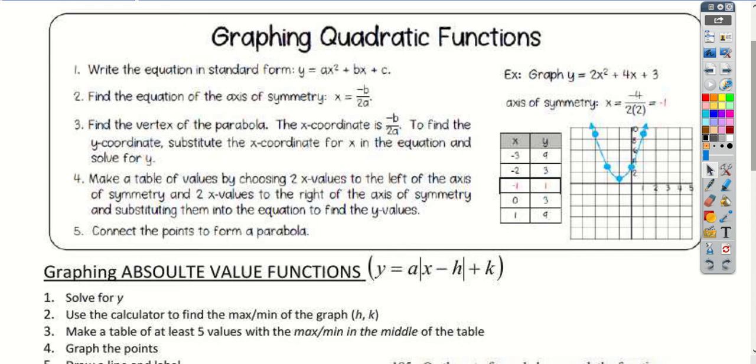All right, so we're taking a look today at graphing quadratic functions and graphing absolute value functions. For quadratic or absolute value, we basically always want to find the vertex first. That's the turning point.